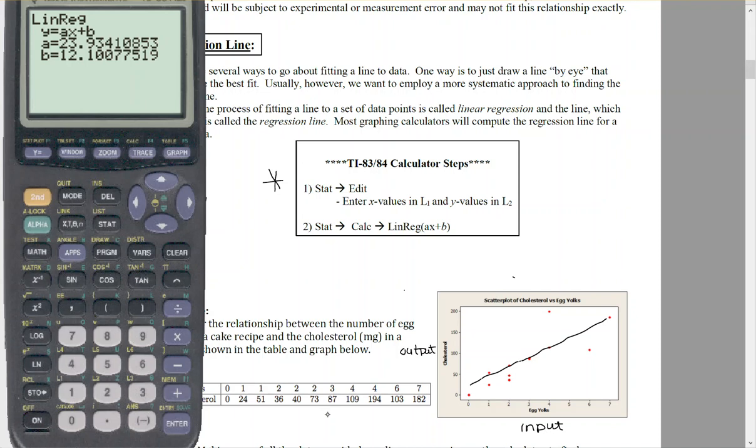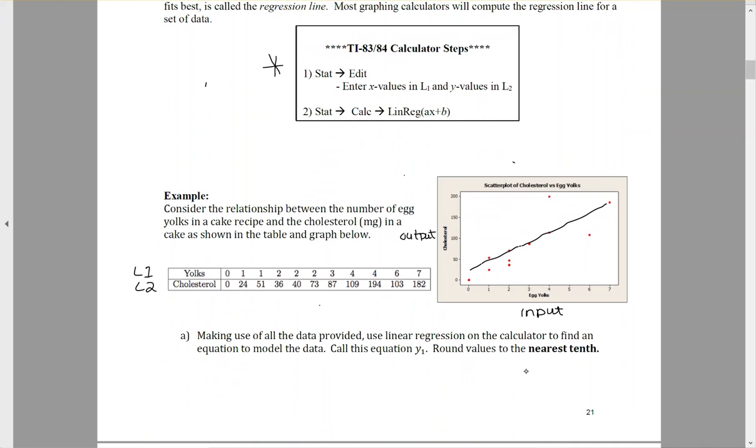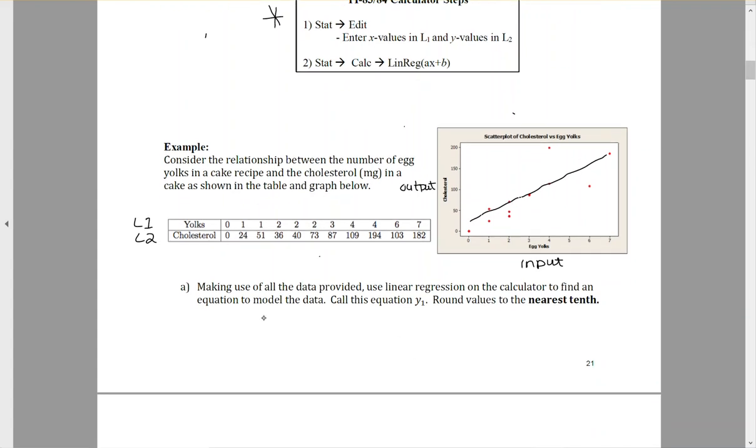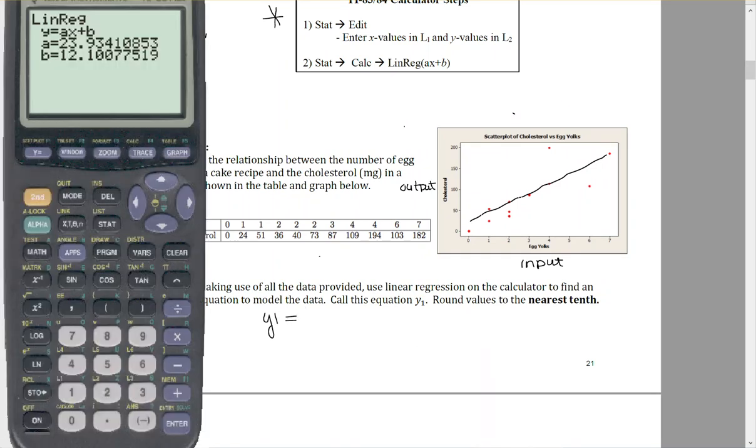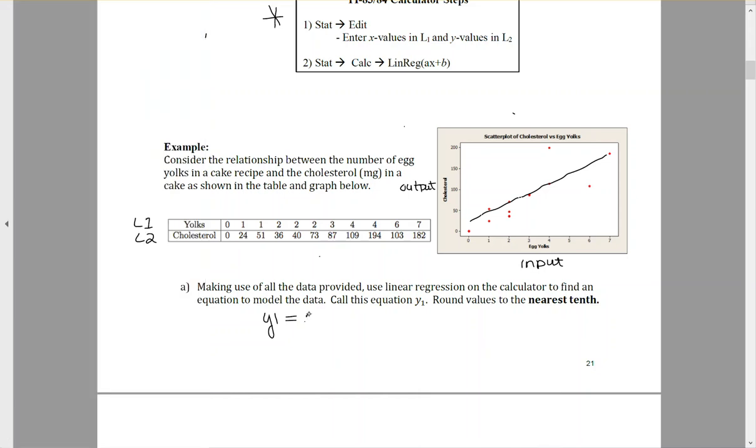For this problem, though, they ask for your linear regression model to be rounded to the nearest tenth, which means 1 decimal place. Call this equation y sub 1. So my y sub 1 equals, and if I go back to my calculator, for one decimal place, I look to the second decimal place and see if it's 5 or higher. If not, I stick with the number I see. So 23.9 is my A value that's in front of the X.